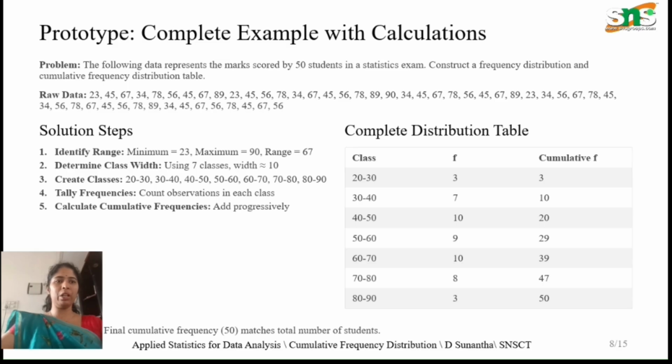The minimum value is found to be 23 and the maximum value is found to be 90, and the range will be 67. The class interval width will be 10, with 7 classes totally. So we have created the classes. Next we tally the frequencies, denoted F. Next we calculate the cumulative frequencies. The last column will be the cumulative frequencies.